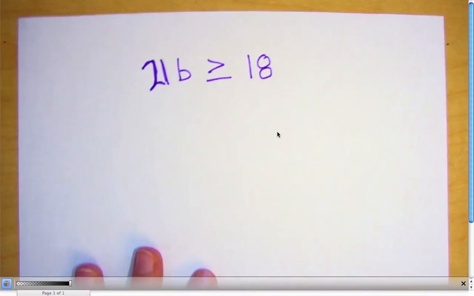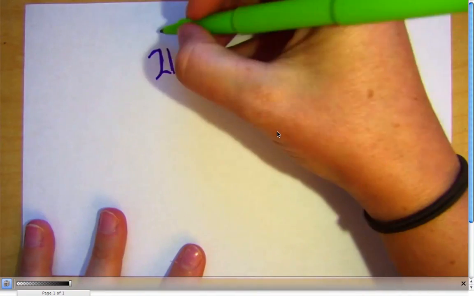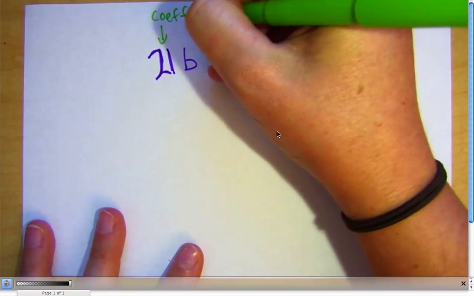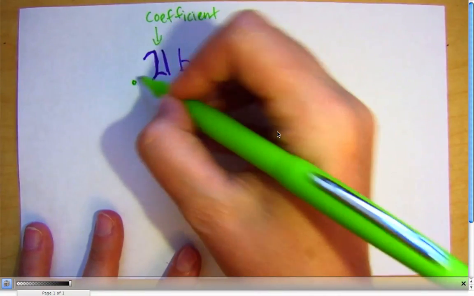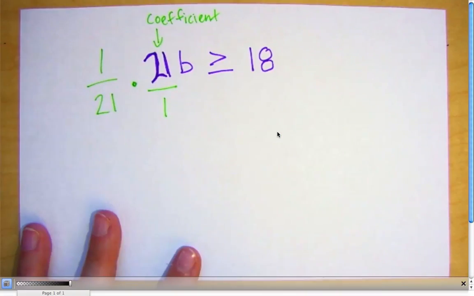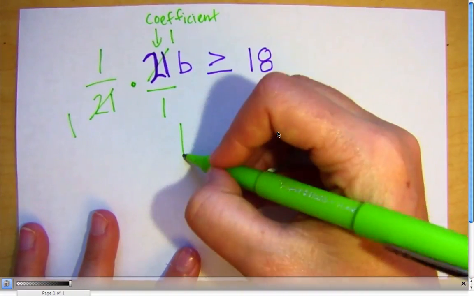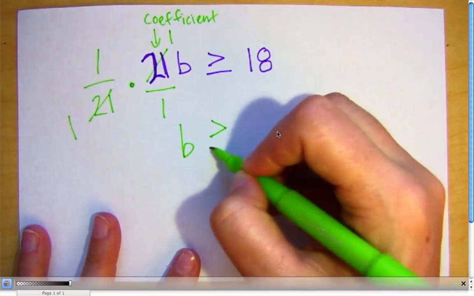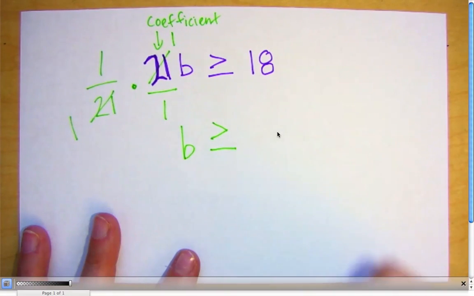All right, here's our last one. It's an inequality, but the steps are exactly the same. So I have a coefficient of 21. There's my coefficient. I want my coefficient to be 1, so I'm going to multiply by the reciprocal. The reciprocal of 21 is 1 over 21. So that will factor out my 21's, leaving just a b times 1, which is b. You keep the same symbol that you had, so it was a greater than or equal to, so I'm going to keep the greater than or equal to.